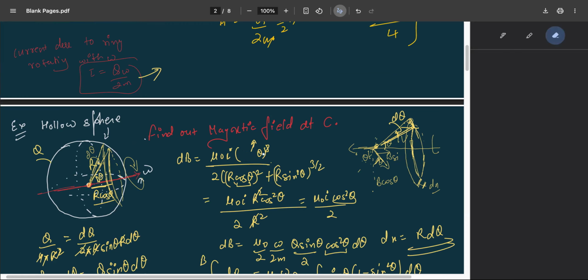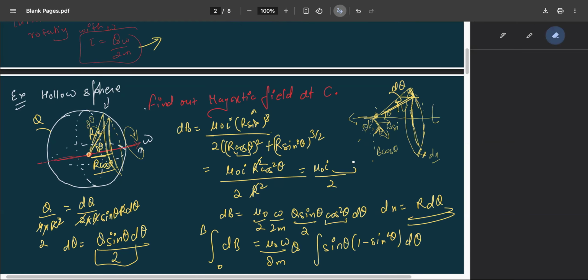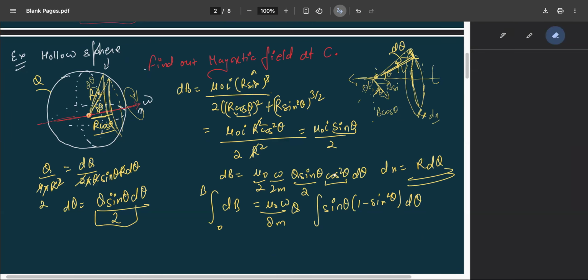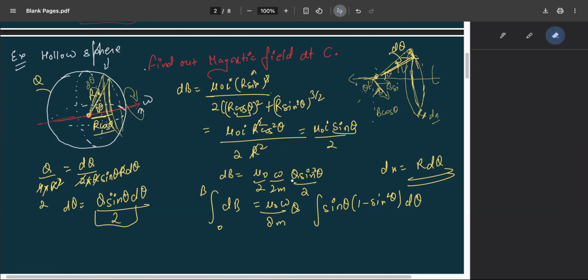So let's put r times sine. So this will become sine itself. We don't even have anything as cos, and this will again go as sine. So you can actually see we are getting something like sine cube. Clear? Now I can't directly integrate this sine cube theta.